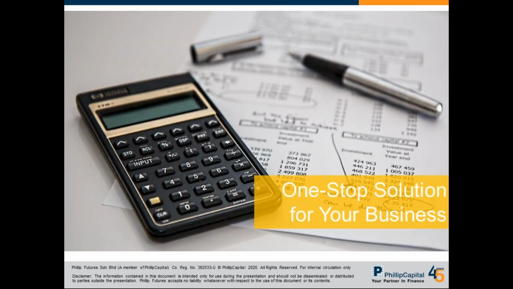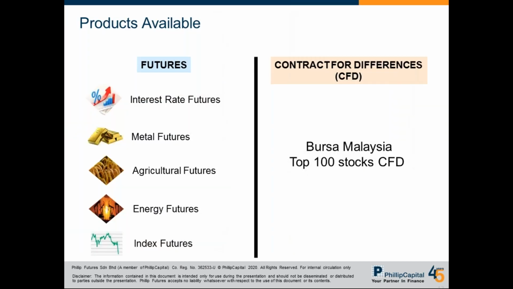We provide a one-stop solution for your business. We offer various kinds of product categories for futures. For example, interest rate futures such as bonds, metal futures such as gold and silver, agricultural futures such as crude palm oil and soybeans, energy futures such as crude oil, gasoline, index futures such as KLCI, Kuala Lumpur Composite Index. For contract for differences, we offer Bursa Malaysia Top 100 Stock CFD at the moment.